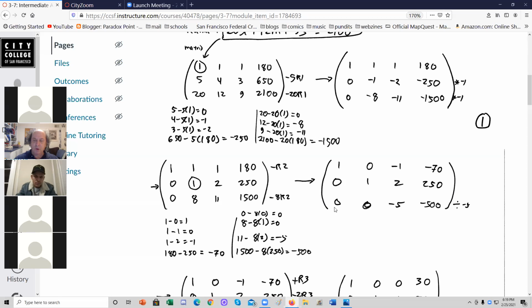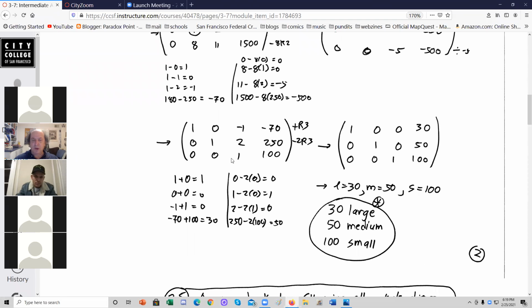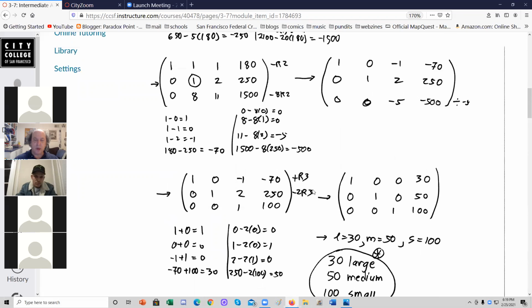Now this last row is 0, 0, negative 5, negative 500. That corresponds to the equation 0 plus 0 minus 5S equals negative 500. So we can solve this by dividing by negative 5, and we'll get the last row is 0, 0, 1, 100. Great. The other rows are the same as before. Now it's time to clear this column. We'll pivot on this entry to clear away these. Eliminate the negative 1 by adding row 3 to it. Eliminate this 2 by subtracting twice row 3 from it.